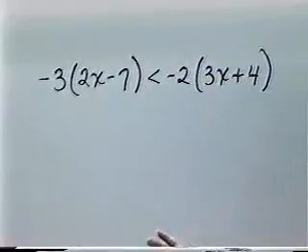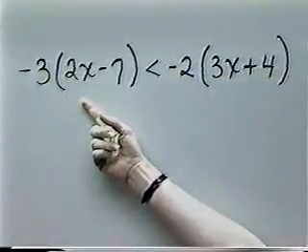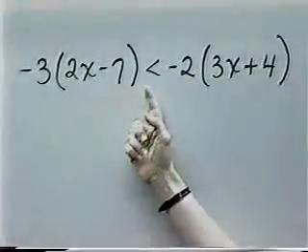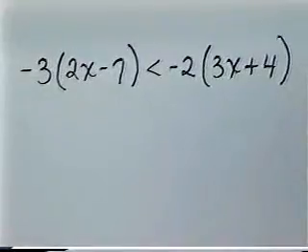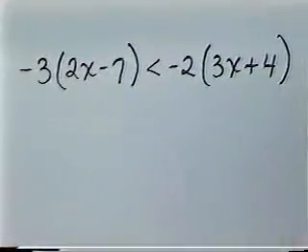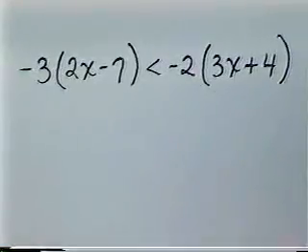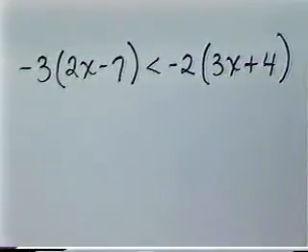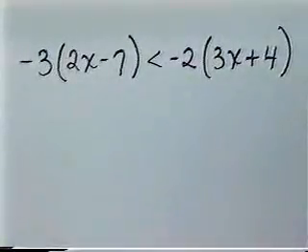Let's look at this example. Negative 3 times, in parentheses, 2x minus 7 is less than negative 2 times, in parentheses, 3x plus 4. Going over the steps, 1, to eliminate denominators, if there are any other than 1. None here. Second, remove parentheses.